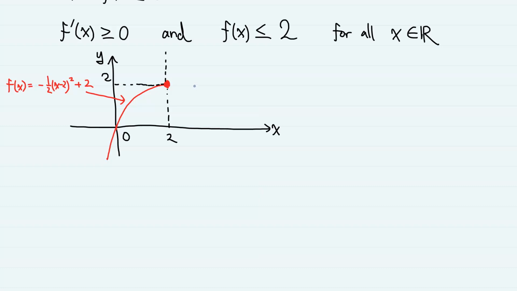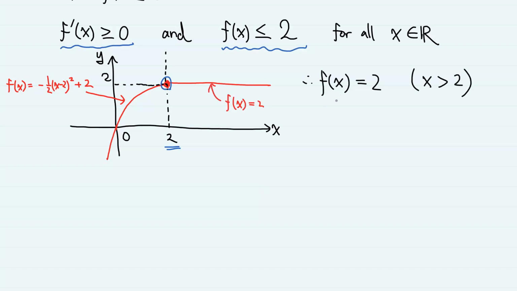Now let's get back to the graph. The function reaches value 2 at x equals 2, but the function cannot exceed 2. Also, due to the derivative condition, the function cannot decrease anywhere. Therefore, the only choice left is that f(x) must be a constant function f(x) equals 2 when x is greater than 2. So we have this complete graph. Therefore, we have obtained the entire f(x), which is this.